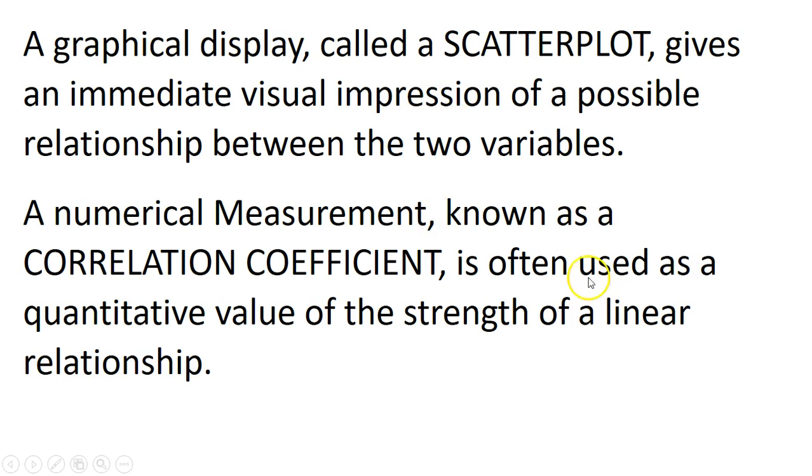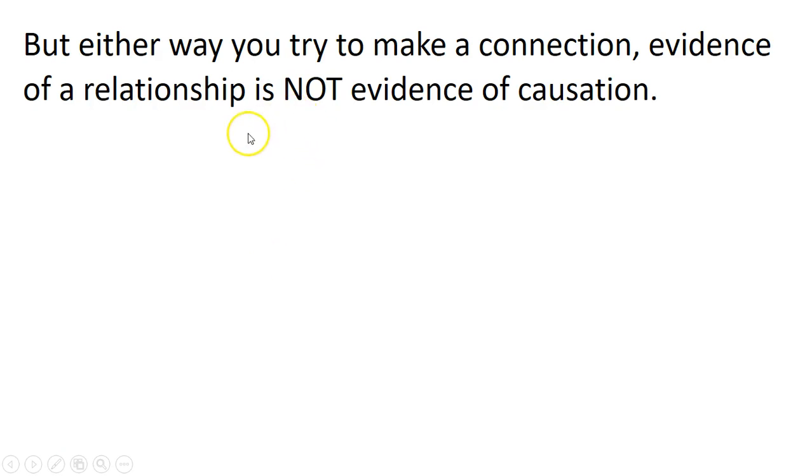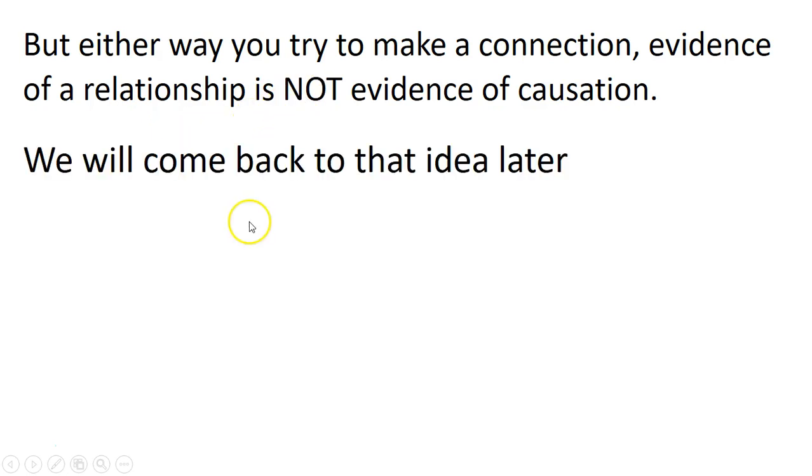We don't know. It could be all over the place, which means maybe it's not linear. Maybe it's something else. These are the things that we'll get to. But either way, you try to make a connection. Evidence of a relationship is not evidence of causation, right? If you're noticing a relationship in the data, it is not evidence of causation. We will come back to this idea later, but I just want to make sure that you see that now.